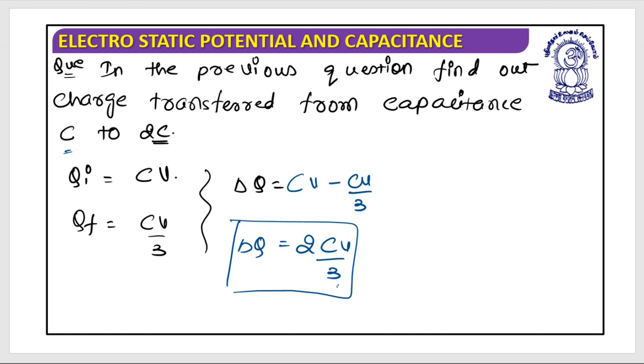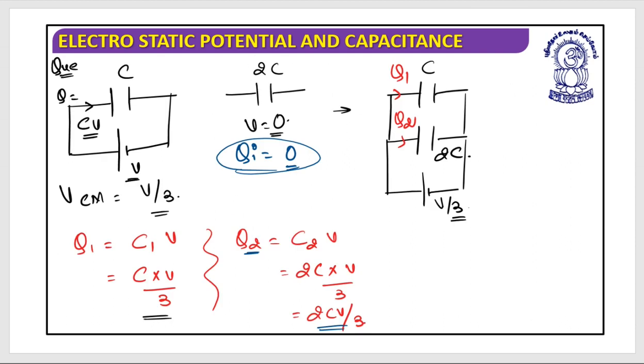So again, the total charge of the system remains conserved. If you want to calculate this, it's CV by 3 plus 2 CV by 3. So the final charge of the system is again CV, and the total charge of the system remains conserved. I hope you understand this whole phenomenon.